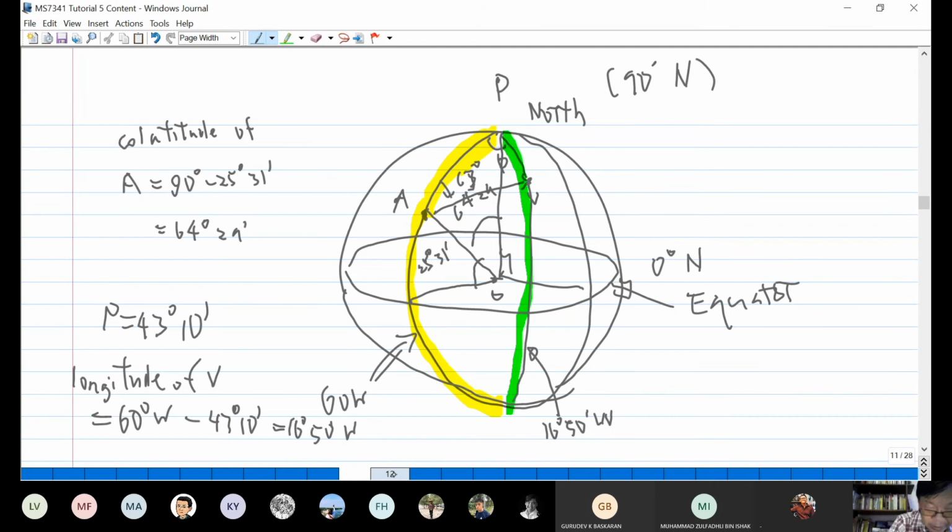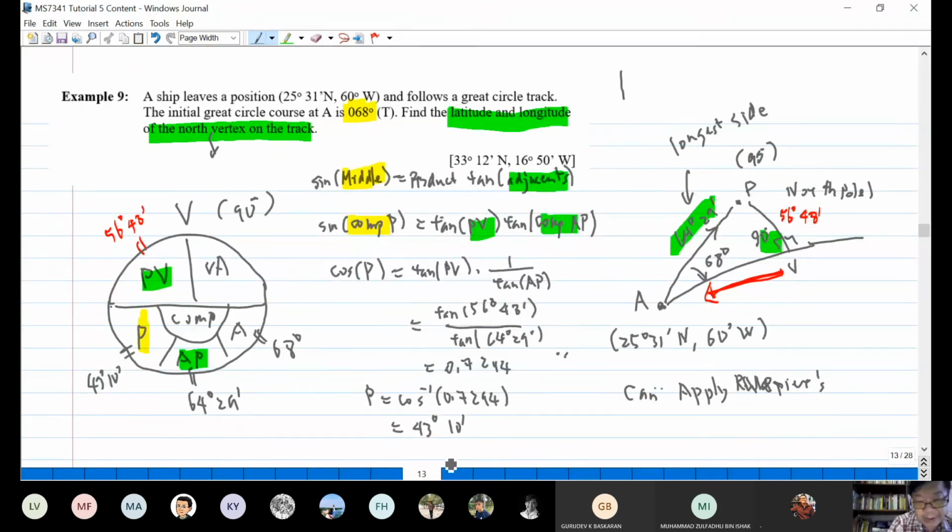Okay, finally, I go back to this one. So I know P is 43 degree, 10 minutes. Next last thing to find is VA. They don't need to find VA, right? They want to find PV, where is the latitude? I don't need to find PA. I just want to find PV. Just now I forgot to find PV. All right, PV is 56 degree 45 minutes.